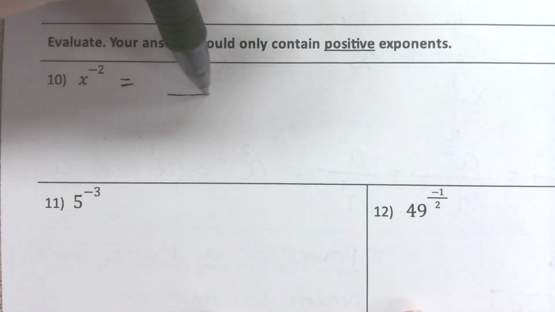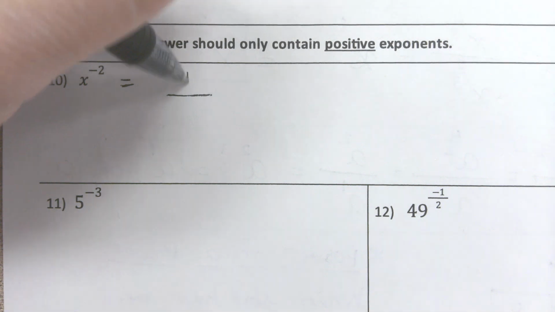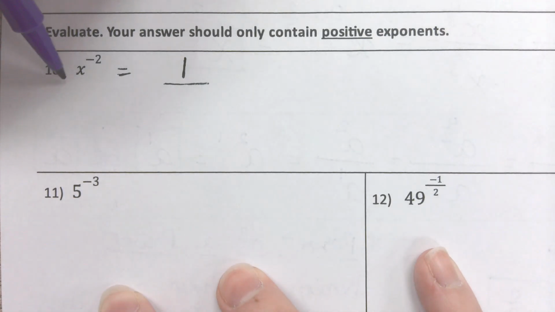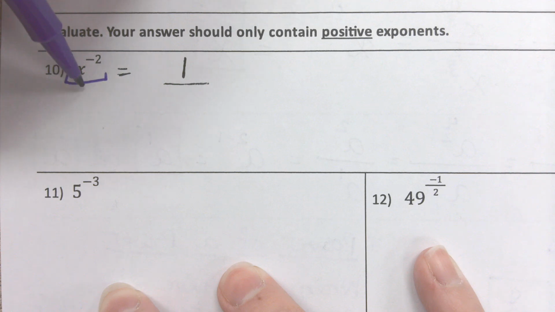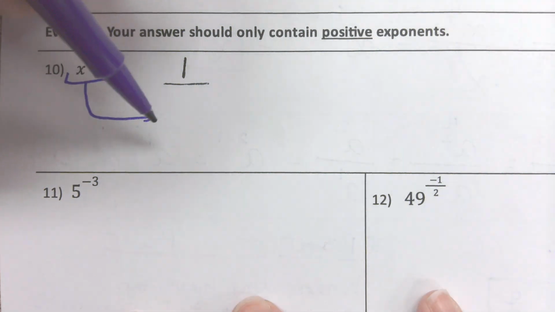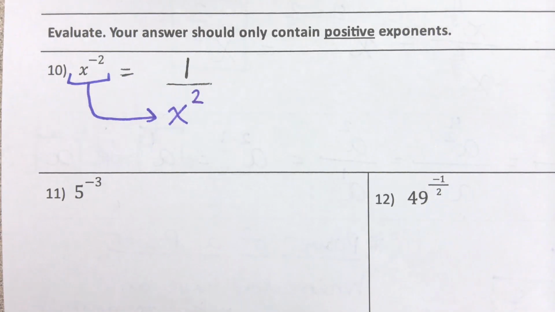So we're going to make a fraction. And you're going to put a 1 on the top of that fraction. And then you're going to take this entire thing, all of it, and put it on the bottom of that fraction. When we do this, we can magically drop the negative, and now it just becomes a positive 2.